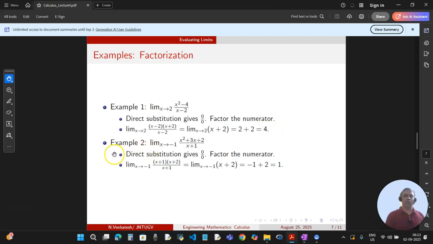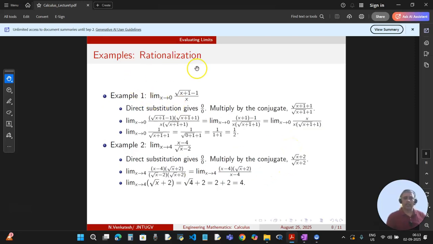So you'll get 4. Similarly, when there is another example, limit x tends to minus 1, (x square plus 3x plus 2) by (x plus 1). As x plus 1 is a factor of x square plus 3x plus 2, you are going to get 0 by 0. So one of the ways of solving is just to do a factorization. So you will get (x plus 1) into (x plus 2) by (x plus 1). x plus 1 will cancel out. So you will get x plus 2. So just substitute x as minus 1, so you will get 1.